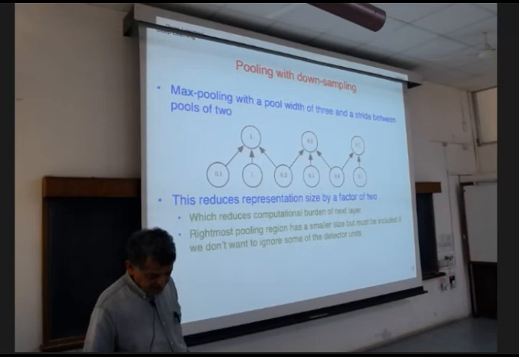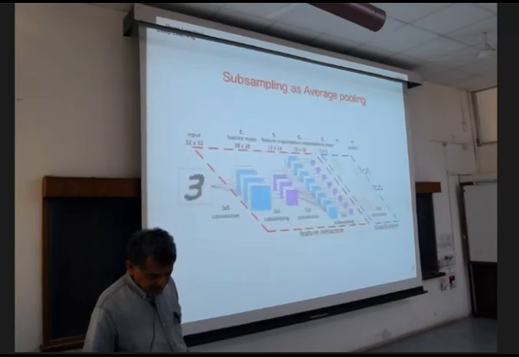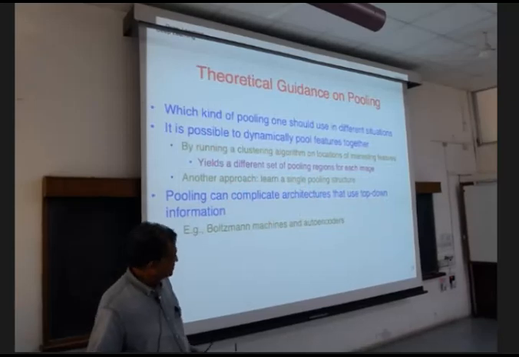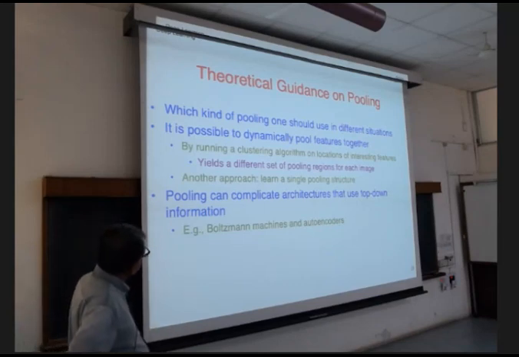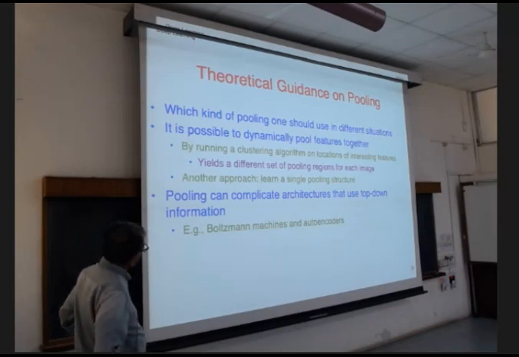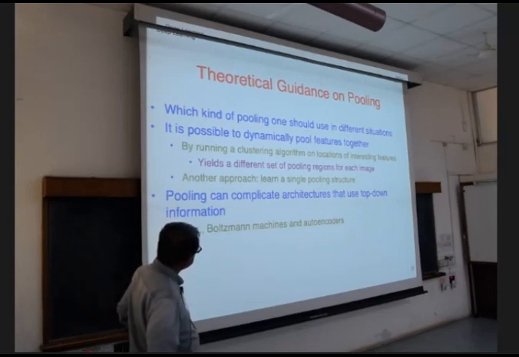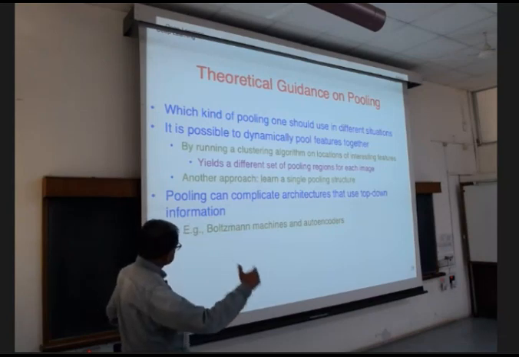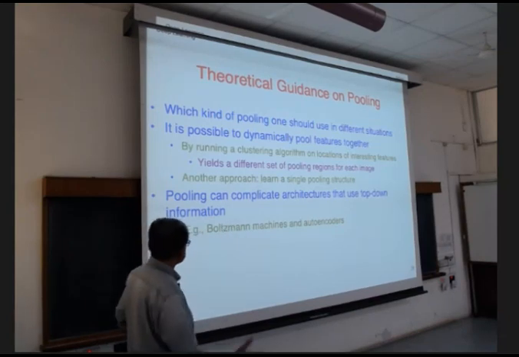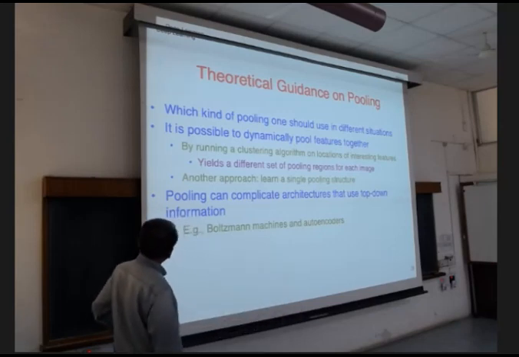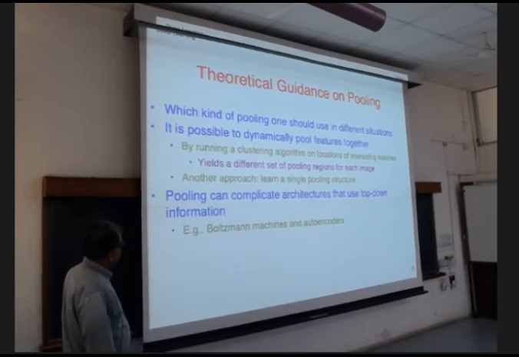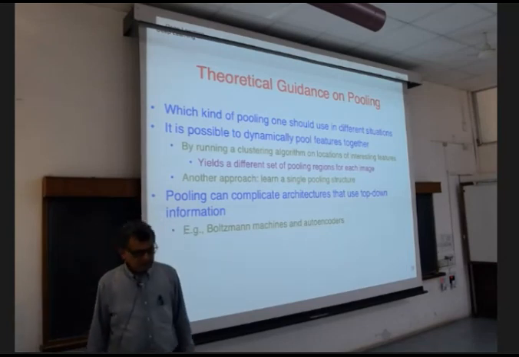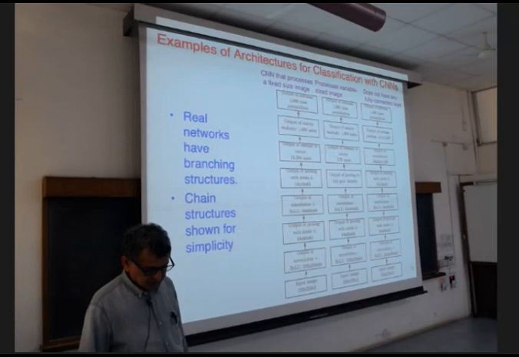Pooling with downsampling, simply pool with a small number. Anyway, what is the theoretical guidance here? Which kind of pooling should one use in different situations? And it is possible to dynamically pool features together. This says that by running a clustering algorithm on locations of interesting features, you use a different set of pooling regions for each image. In architectures, each of them gives you another layer. That 64 layers or something could correspond to different types of pooling you have done. And pooling can complicate architectures that use top-down information in certain areas. So there's always a caveat in all of these, saying, can you run into trouble doing this?